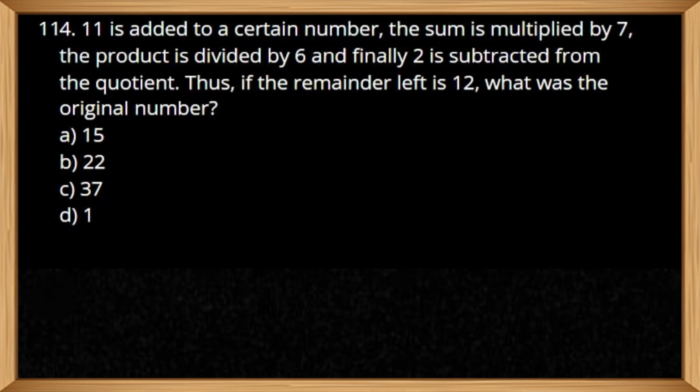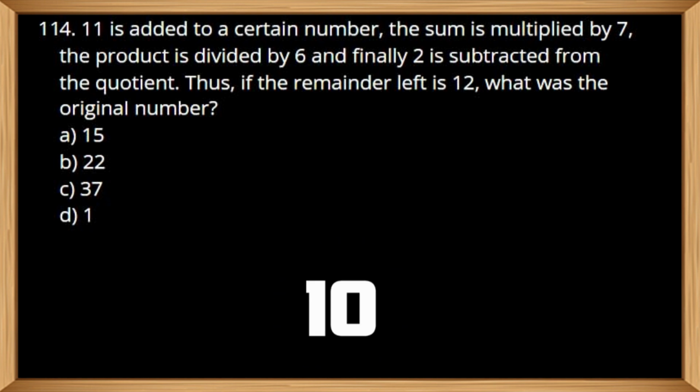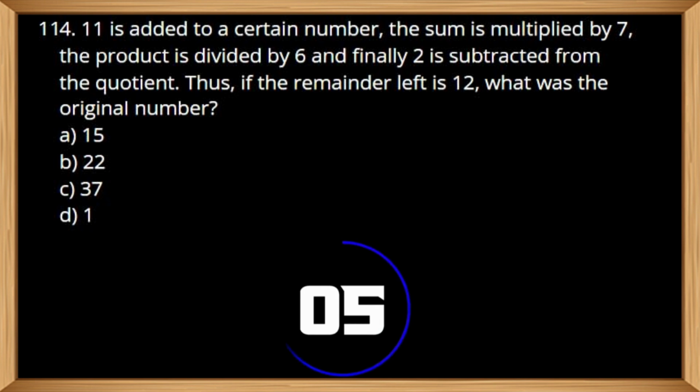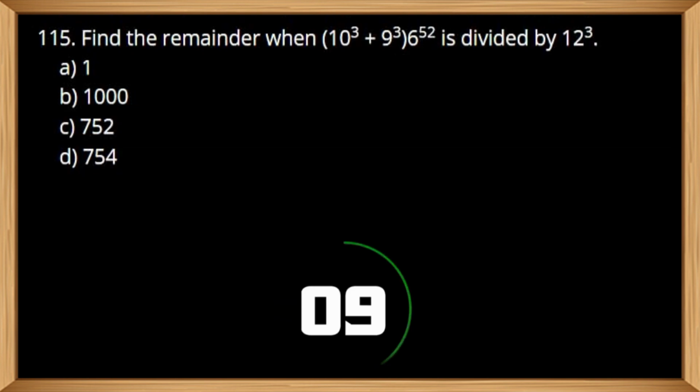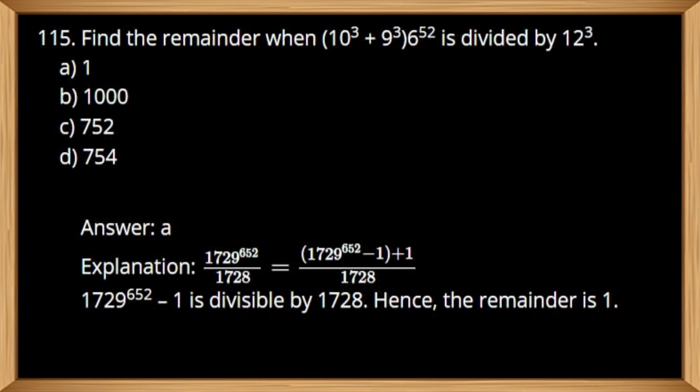11 is added to a certain number, the sum is multiplied by 7, the product is divided by 6 and finally 2 is subtracted from the quotient. Thus, if the remainder left is 12, what is the original number? Option D 1. Find the remainder when 10 power 3 plus 9 power 3 into 6 power 52 is divided by 12 power 3. Option A 1.